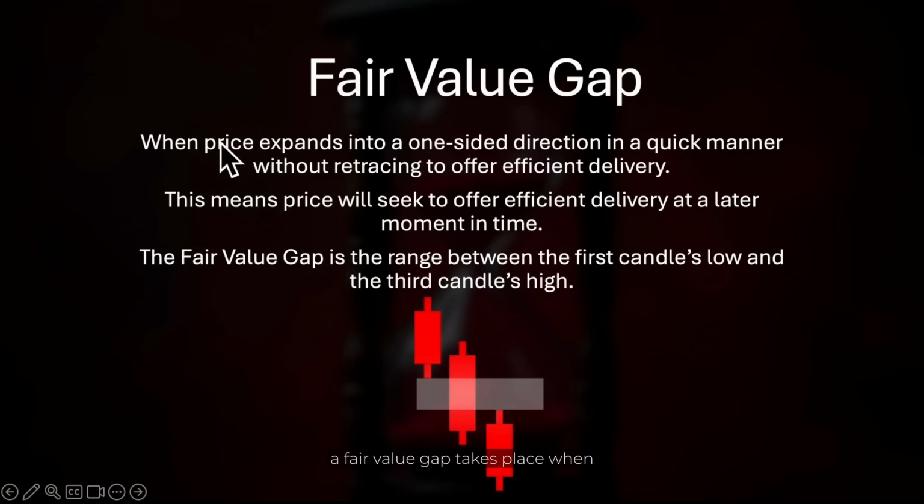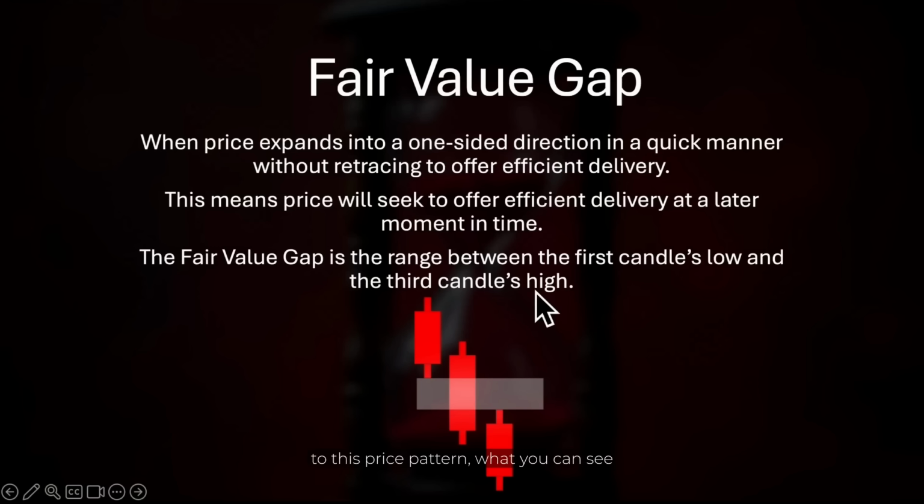A fair value gap takes place when price expands into a one-sided direction in a quick manner without retracing to offer efficient delivery. This means price will seek to offer efficient delivery at a later moment in time. Why? Because its main function is to deliver price in an efficient manner on a time-based schedule. The fair value gap is the range between the first candle's low and the third candle's high.